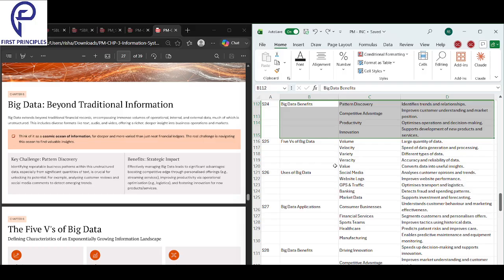Next, productivity. It optimizes operations and decision making. And next, innovation. It supports development of new products and services. That is innovation. Productivity optimizes operations and decision making. So big data has its own benefits.